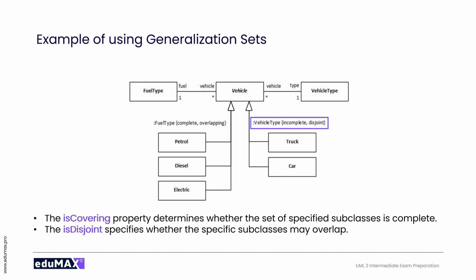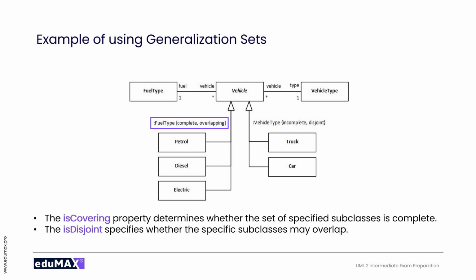If you look at the vehicle type generalization set, then the value of the is covering property is set to false, which means incomplete. This means that truck or car are not the only possibilities. There may be other types not listed here, such as motorcycle. Now let's talk about the second property called is disjoint. As we said earlier, the is disjoint property determines whether the specified subclasses can overlap or not.